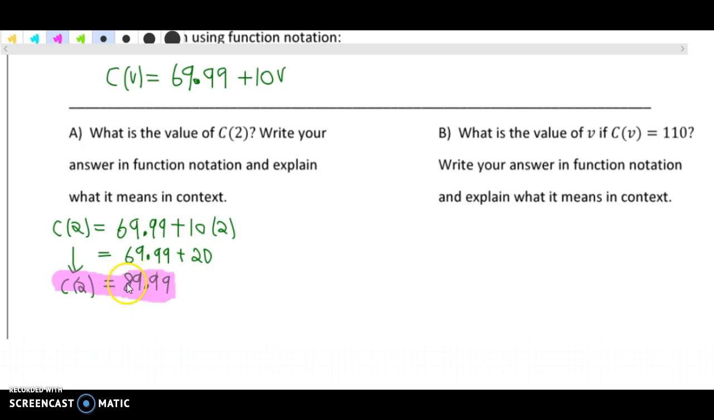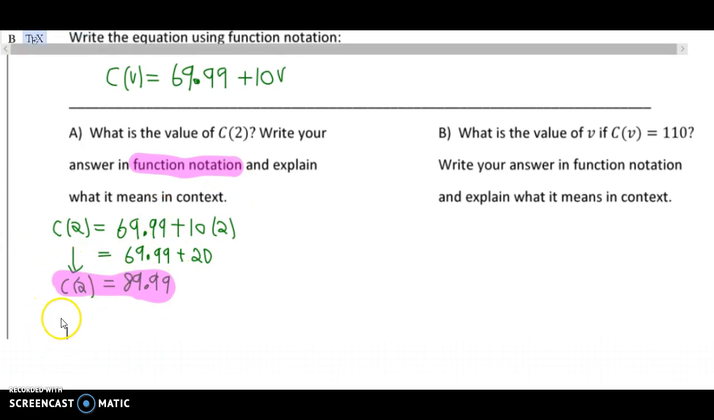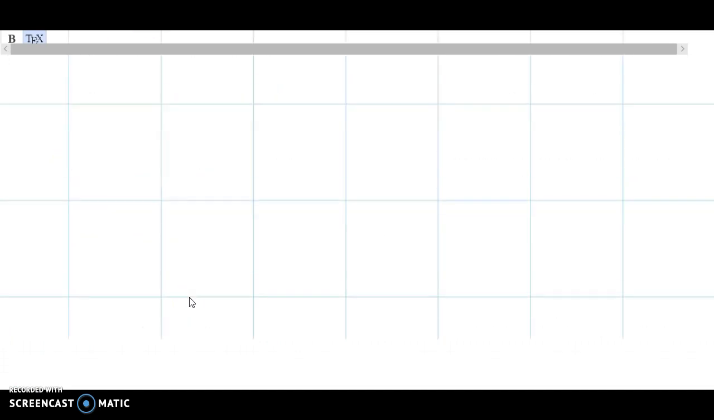And we actually just explained it. I'm going to type this up. The cost for 2 visits is $89.99. We can almost round it to $90 even. Actually, we're going to have to do that when we graph this later on.